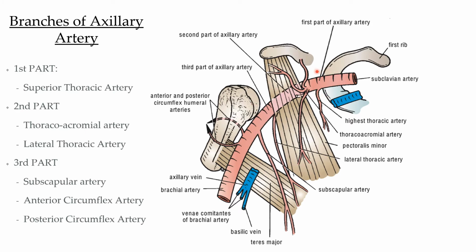This is first part of the axillary artery. It gives a branch which is superior thoracic artery. The superior thoracic artery is the smallest branch of axillary artery. It runs parallel to the superior border of pectoralis minor muscle and supplies arterial blood to pectoralis minor, pectoralis major, and overlying skin and fibers of deltoid. The second part of the axillary artery gives two branches. This is thoracoacromial artery. It arises from the second part.